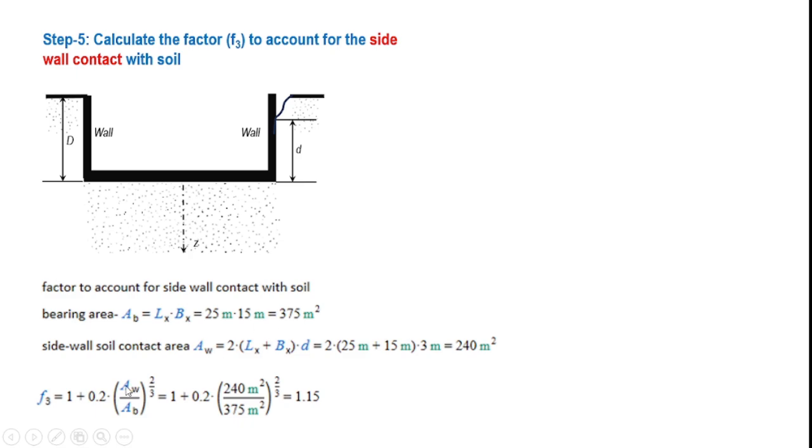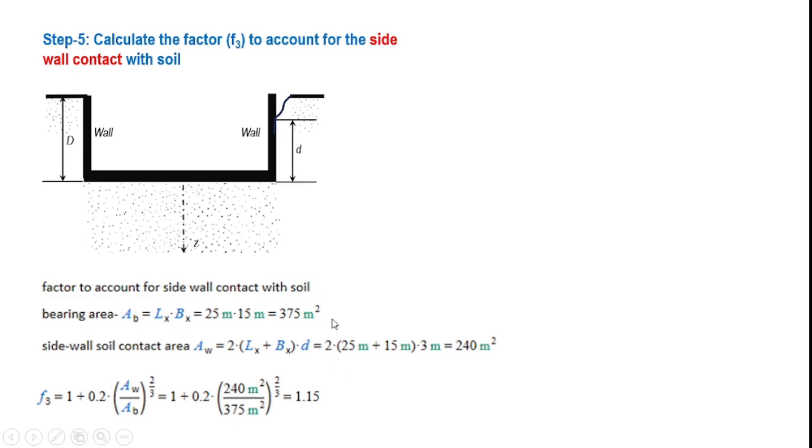And here Aw is nothing but the side wall soil contact area. That means the contact area all along the perimeter due to the contact length of a small d. Obviously, we know that it is nothing but the perimeter into the contact depth d, that is 2 into Lx plus Bx into d, which will provide us 240 meters square. Now substituting the values of Aw and Ab, we obtain f3 is equal to 1.15.